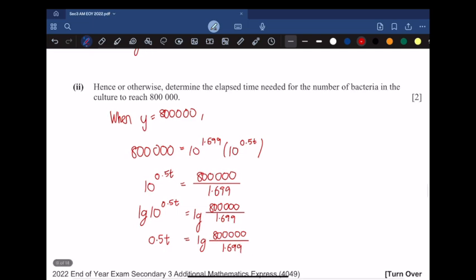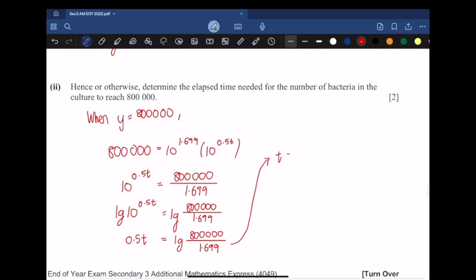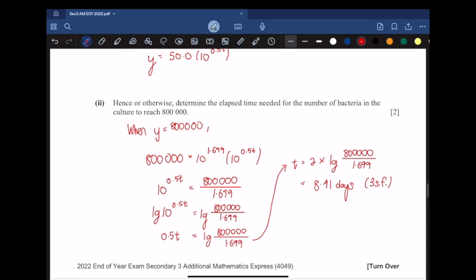Moving on from here, t is simply equal to 2 times log of 800,000 over 1.699. You can key this into your calculator and you should get, in 3 significant figures, 8.41 days. t is in days, rounded off to 3 significant figures. So this is the solution to question 11 part 2.